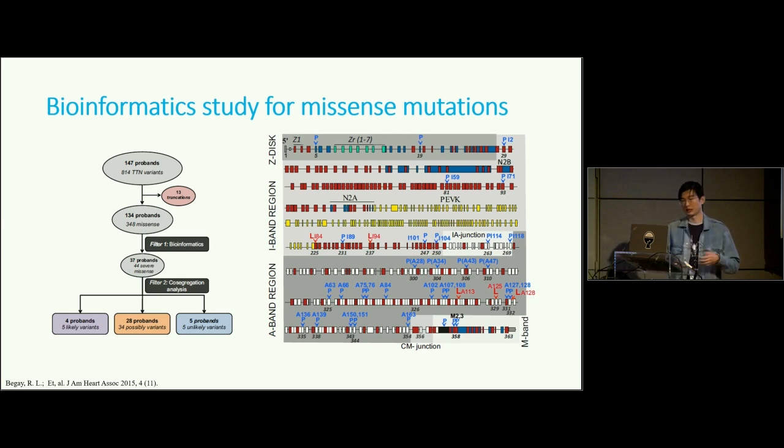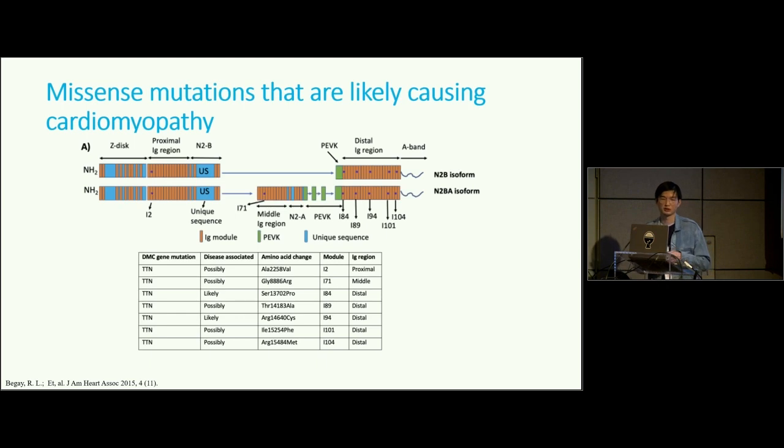But in our study, we pay more attention to the I band region because titin plays a very important role in the passive tension and the elasticity of our muscle, and the I band takes this responsibility. Here's the schematic of the I band. It has more than 100 immunoglobulin-like domains, which we call Ig domains.